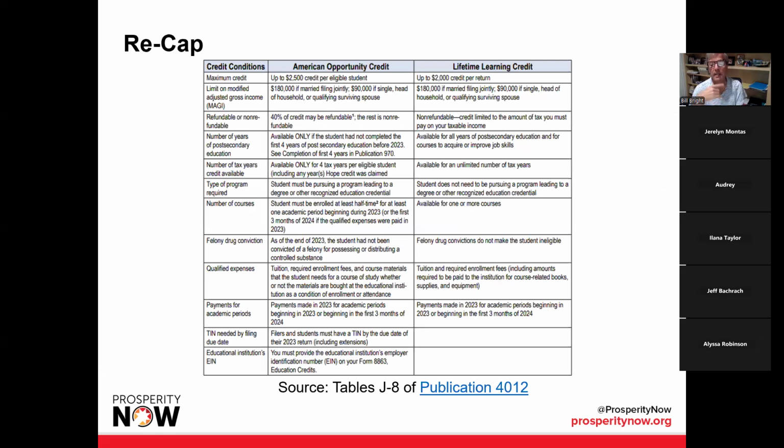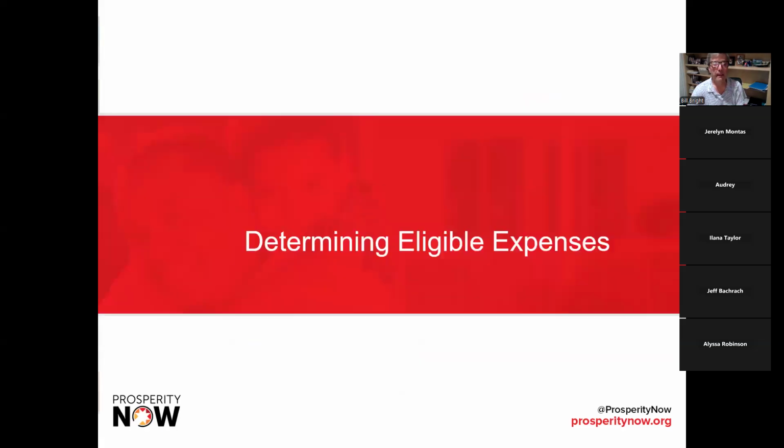So this comes out of the 4012. This kind of shows you the difference between the two. A lot of the things are the same as far as expenses, and you can't have a felony drug conviction and all this stuff. So I reference this every now and then, if for some reason I have a little bit of a question as to which credit they may be eligible for.